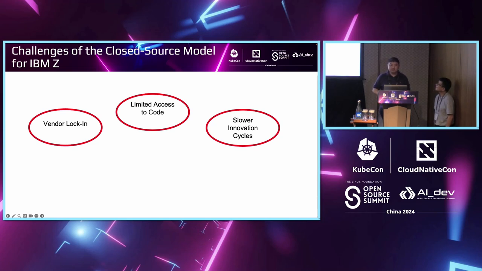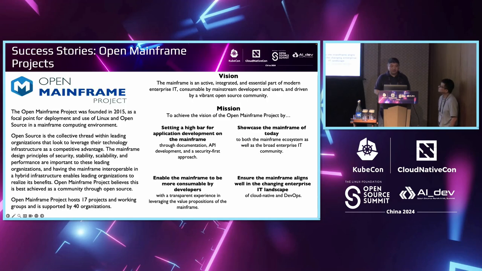Given the importance of innovation, traditional closed-source development faces some challenges for IBM Z. First is vendor lock-in: closed-source software typically relies on the vendor's technologies. It also limits access to the code. With restricted access to the source code, businesses cannot easily modify or extend functionality on the IBM Z platform. So it will influence the innovation cycle, and it's difficult to quickly adopt new technologies. As closed source faces many challenges for IBM Z, we have some success stories from the Open Mainframe Project.